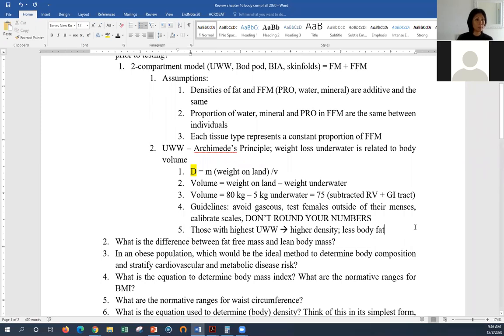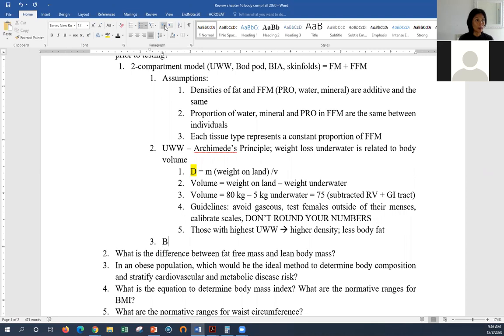Let's see. The Bod Pod, or air plethysmography.